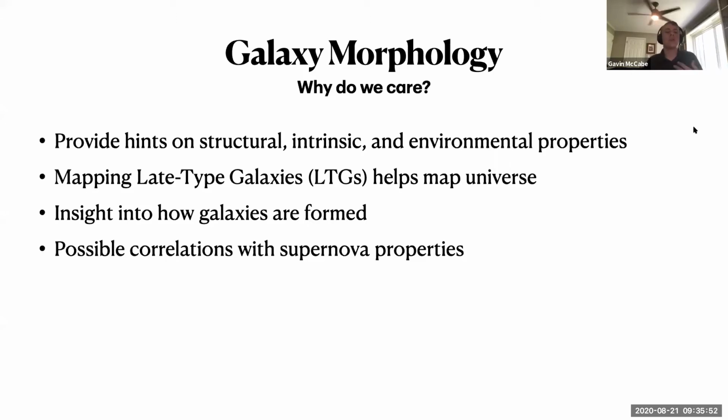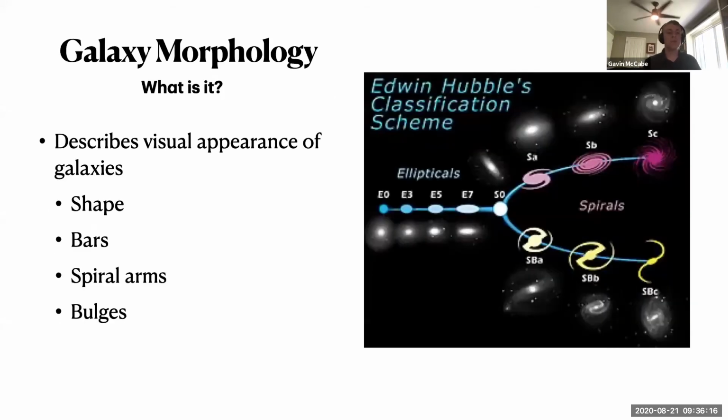And finally, we're going to talk about possible correlations with supernova properties. For example, supernovae with the fastest decline rates tend to be located in elliptical galaxies, whereas supernovae in spiral galaxies tend to have lower distance moduli. And supernovae in late type galaxies, or the spiral galaxies, tend to be more homogeneous than supernovae in the early type galaxies. So I've talked a lot about galaxy morphology, but what exactly is galaxy morphology?